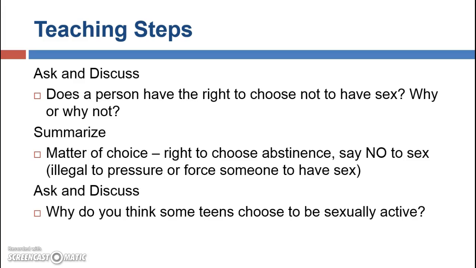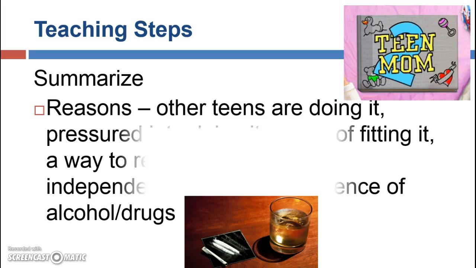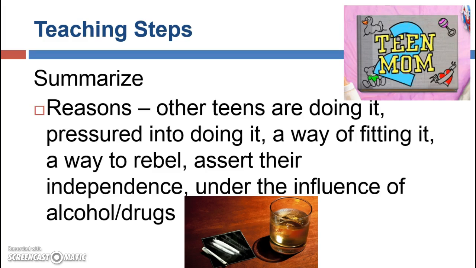Why do you think some teens choose to be sexually active? Well, there are a variety of different reasons. Many teenagers see other teenagers doing it, so they decide they want to do it. Many are pressured to do it by their boyfriend or girlfriend. They see it as a way of fitting in with their friends. They also see it as a way to rebel against their parents or other authorities. They want to assert their independence from their parents, or they're under the influence of alcohol and drugs.